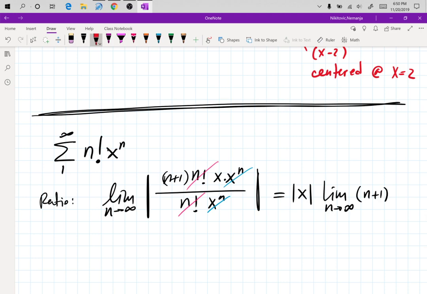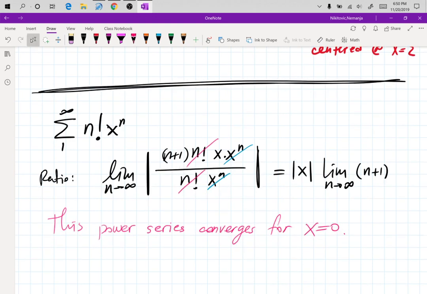So we will write this series, this power series, converges for x equals 0. That's it. So you don't have the interval here. Your radius of convergence is 0 because it converges at a single point.